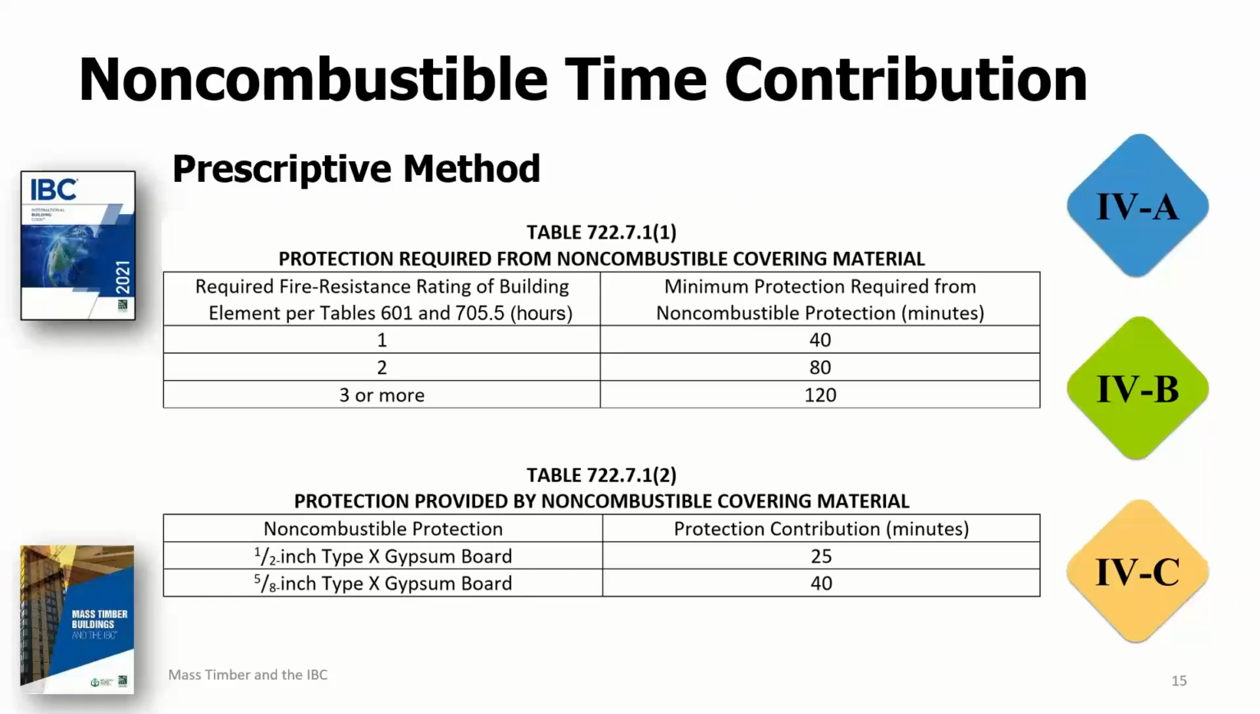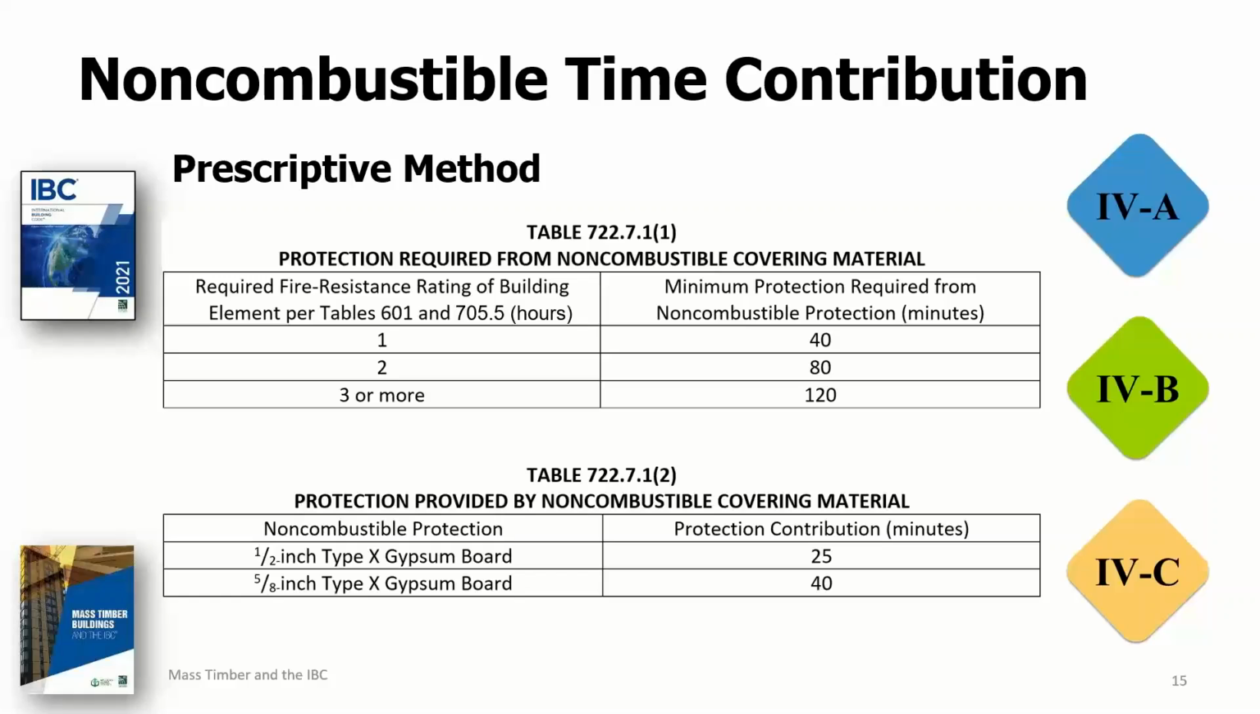And you have table 722.7.1 parent 2, which is the table shown here at the bottom that indicates a prescriptive amount of fire protection that can be assumed to be attributed to the, in this case, gypsum or whatever non-combustible protection you have. You can see that 1/2 inch type X gypsum board, for example, is assigned a contribution time of 25 minutes, and 5/8 inch type X is assigned 40 minutes. The non-combustible protection values provided in this table are on a per layer basis, and they are additive for multiple layers of gypsum board. So in this manner, you can achieve 120 minutes of non-combustible protection by using 3 layers of 5/8 inch type X.